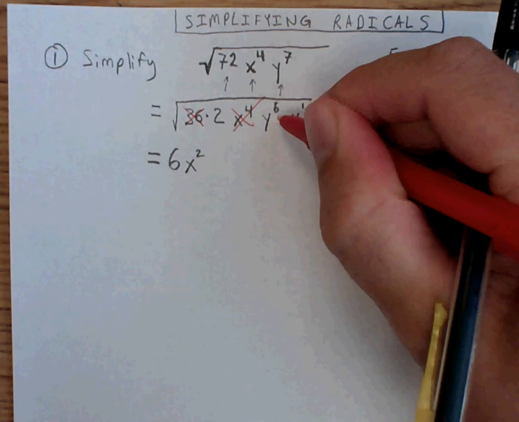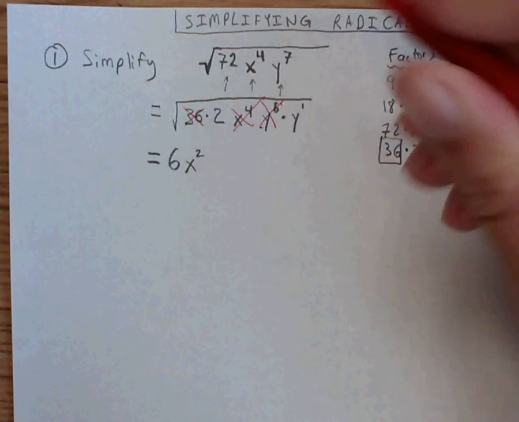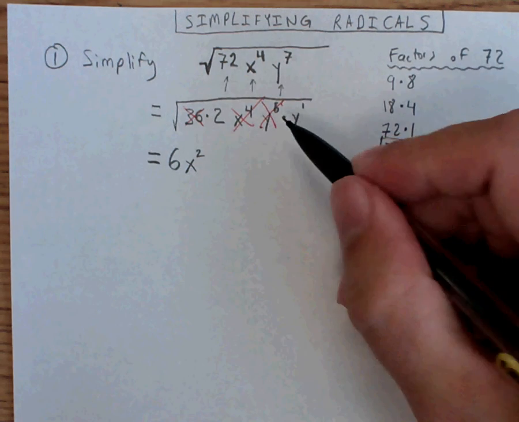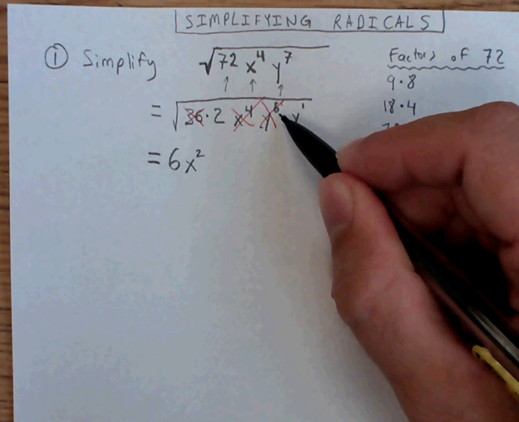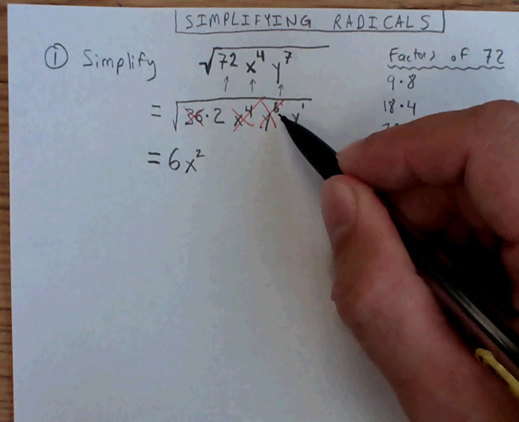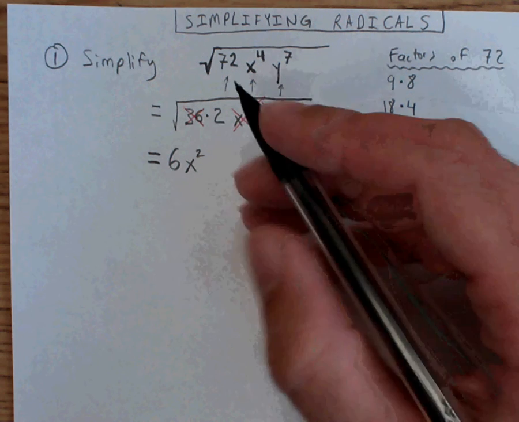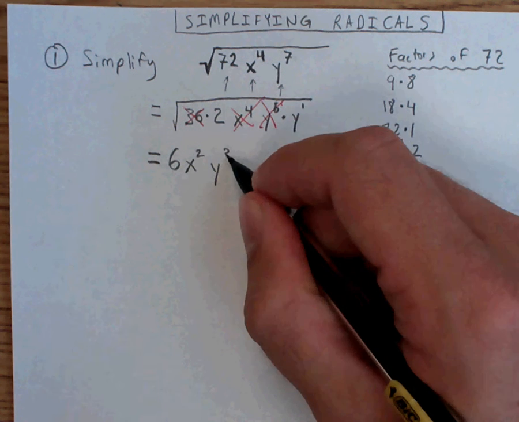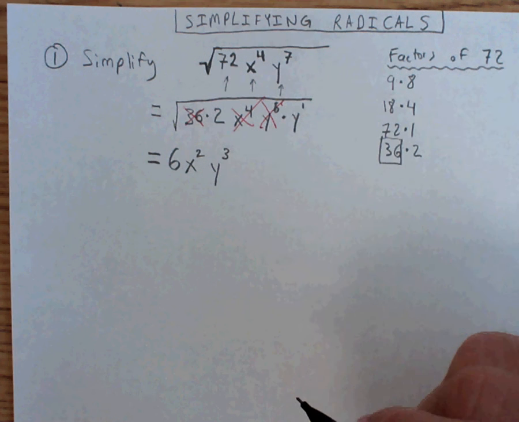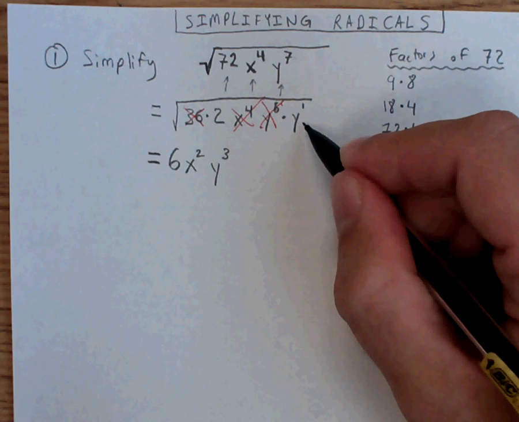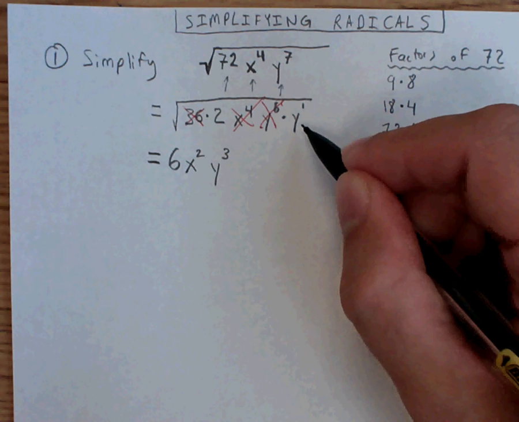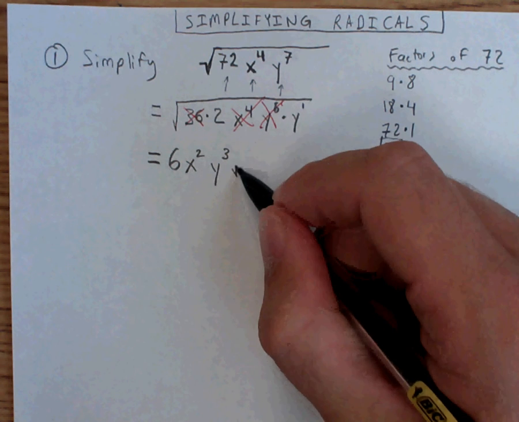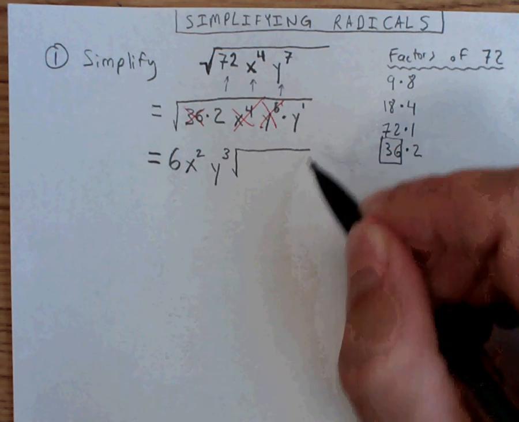Y to the sixth now I can bring out as well. And when I do that, with these exponents, we know that we cut the even exponent in half when we take its square root. That's a rule that we learned. Y to the third power. And finally, the normal y we can't do anything with. So we've taken out all of the square roots that we can take out.